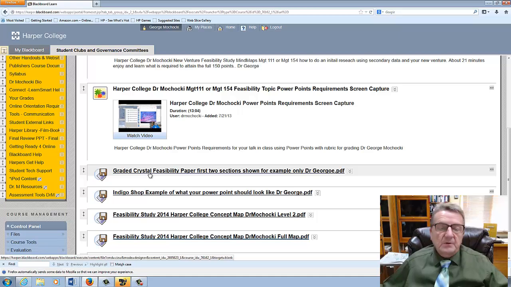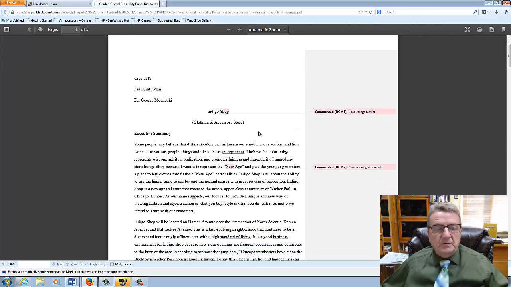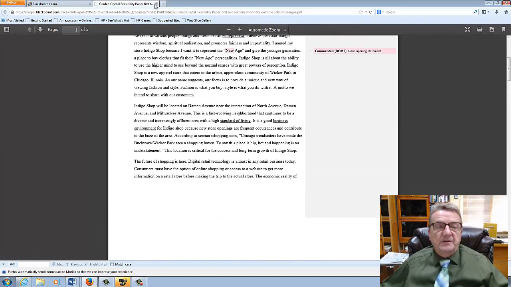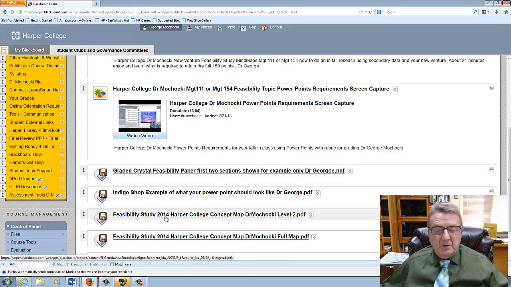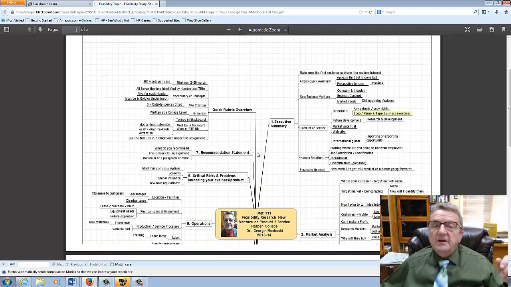And you have a paper here that you can look at real quickly, and this is a paper that previous students had done in one of the classes here at Harper or another school. You have your executive summary, everything you need to know, so you at least have a general idea of what's in there. Not the full paper. Here are the mind maps, the concept maps, what I will be requiring and what the rubrics are going to be looking for. If you click on this one, this is level 2, and this is the full one. All I need is a level 2. If I go full one, it tells you everything else.